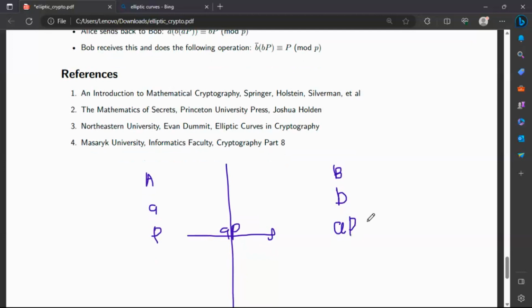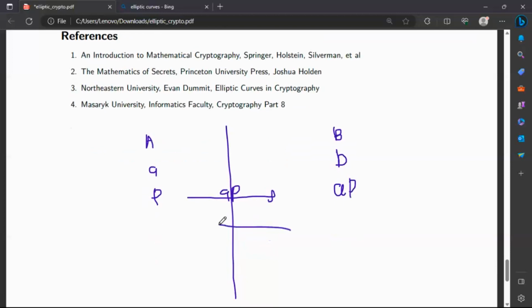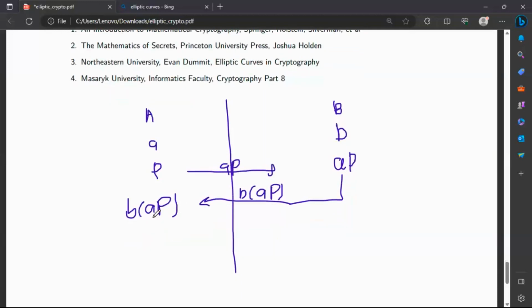But what can Bob do with AP? Bob knows neither A nor P. So Bob just sadly replies back. What he replies back is B into AP, because that's all he has. Now Alice has B into AP. The only thing she can possibly do is multiply by A again, which makes no sense. Why would she possibly do that?